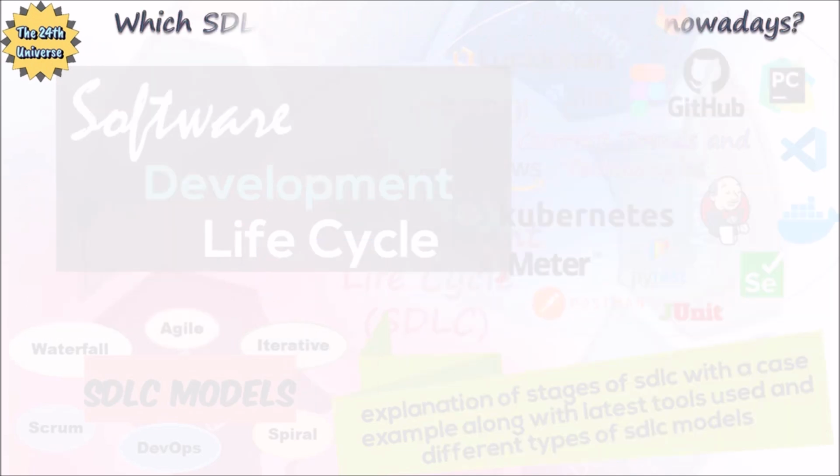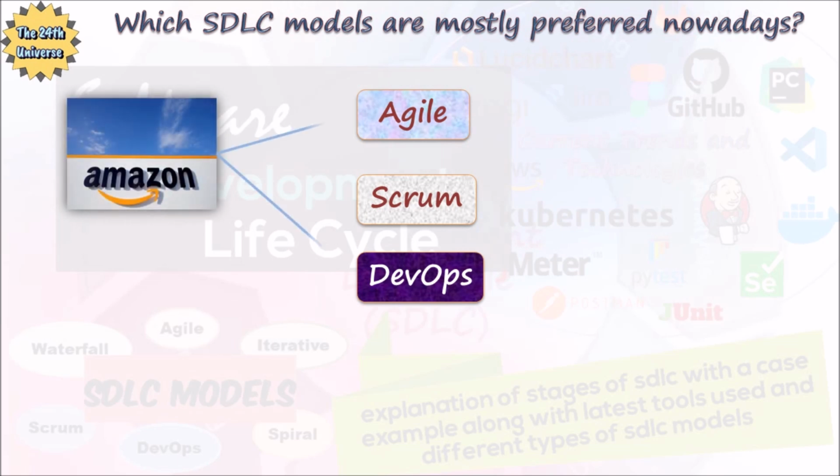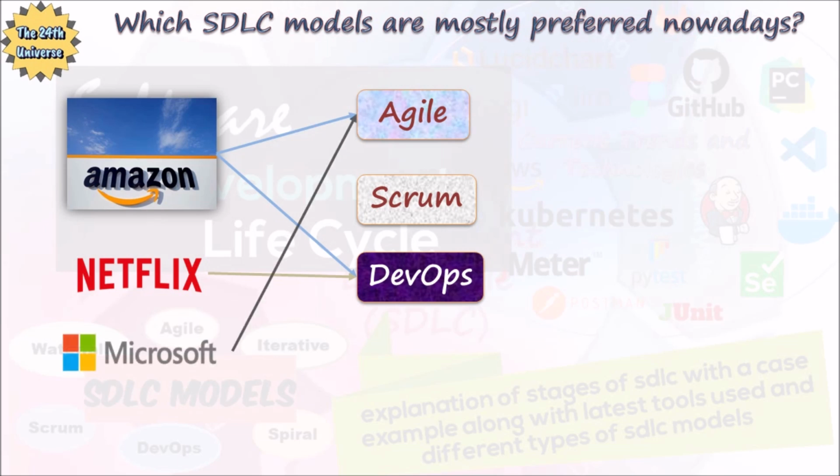In this dynamic world today, Agile, Scrum, and DevOps are the most popular SDLC models. These models are chosen for their flexibility, adaptability, and ability to deliver software quickly and reliably. Some of the well-known companies like Amazon use Agile and DevOps for continuous feature updates and quick deployments. Netflix relies on DevOps for automation, continuous deployment, and fast release cycles. Microsoft adopts agile methods for building its cloud and software products with regular updates.